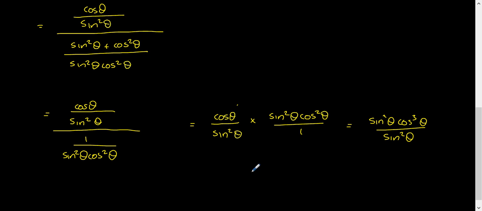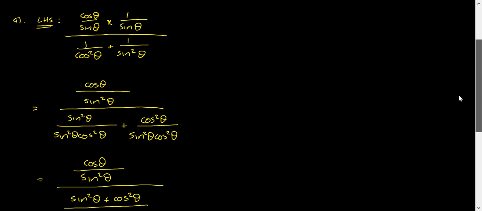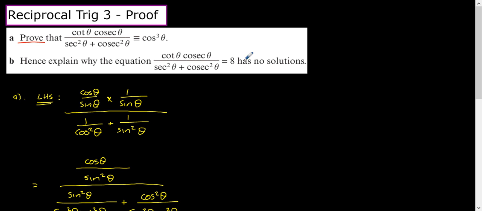And at this point, I can see that sine squared theta on the top and sine squared theta on the bottom cancel each other out. And so I end up with cos cubed theta. And I finish my proof as required, because cos cubed theta was the right-hand side of my identity.